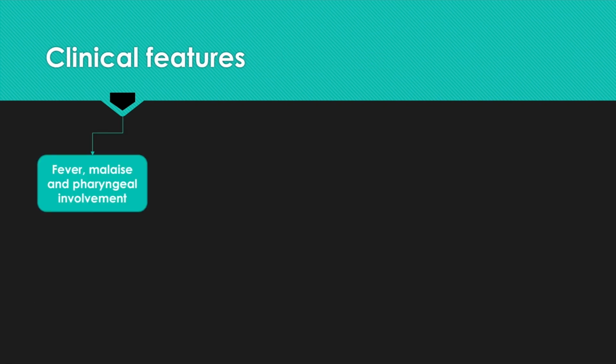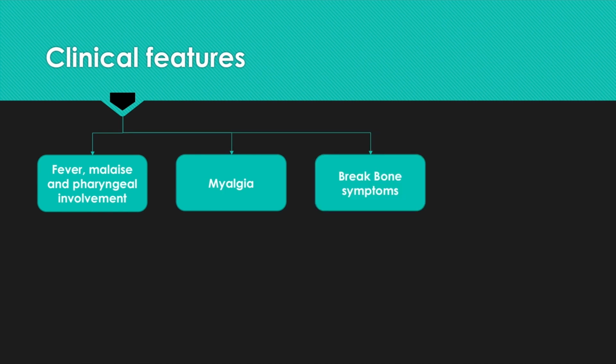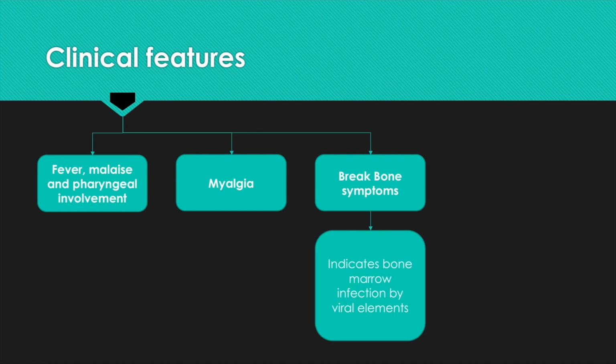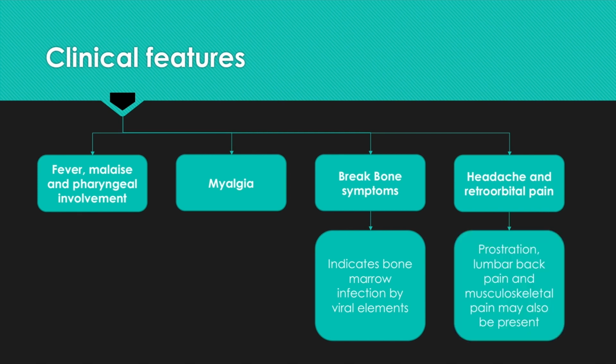The clinical features of dengue are fever, malaise, pharyngeal involvement. There could be myalgia. There could be break bone symptoms, and this generally indicates the bone marrow is involved. There could be headache, retroorbital pain, along with prostration, backache, and musculoskeletal pain.